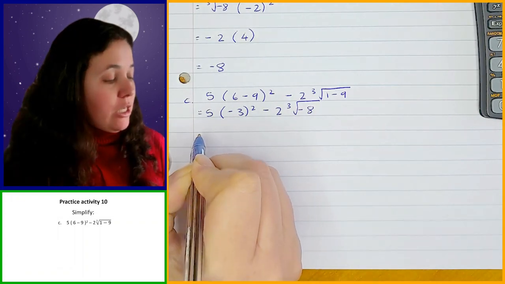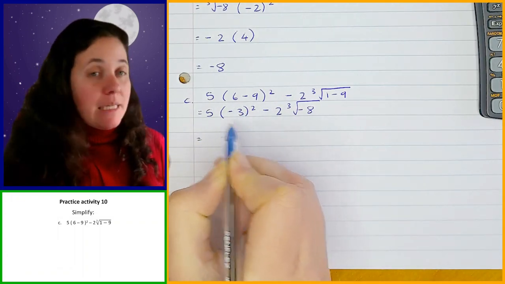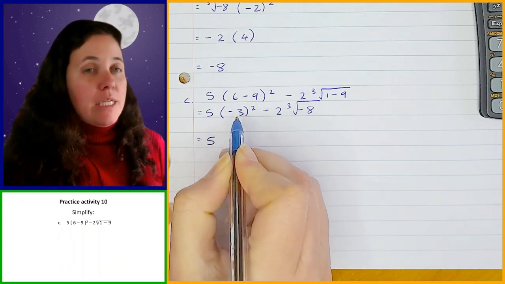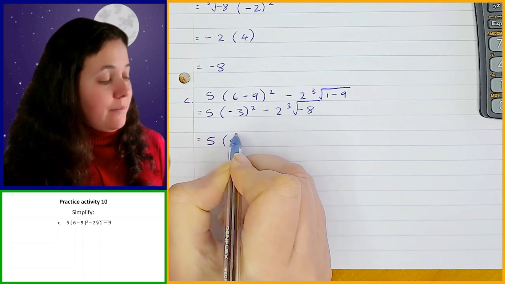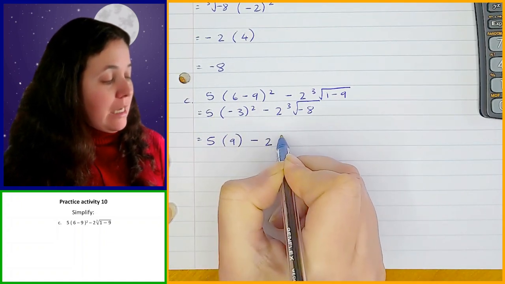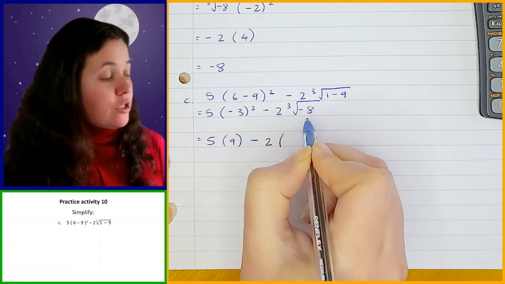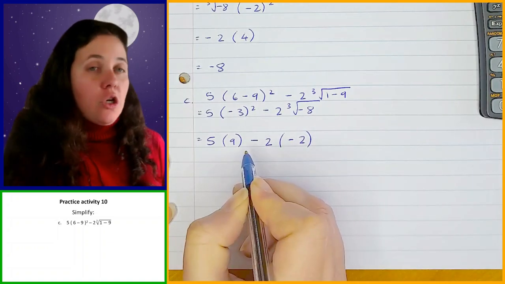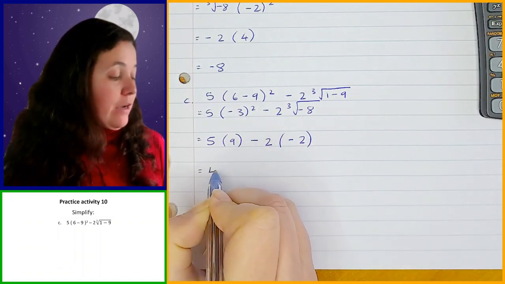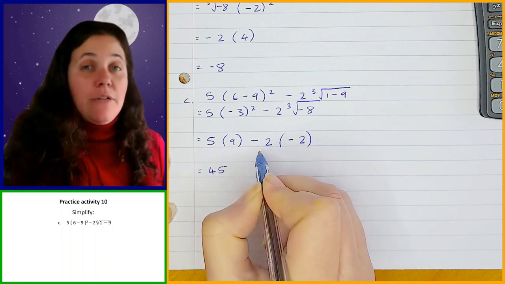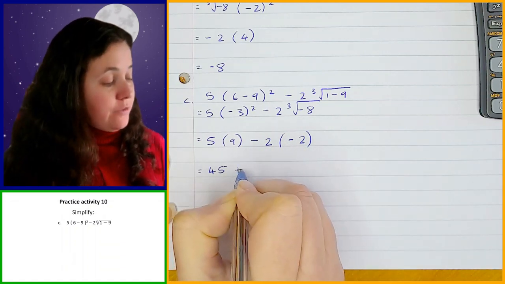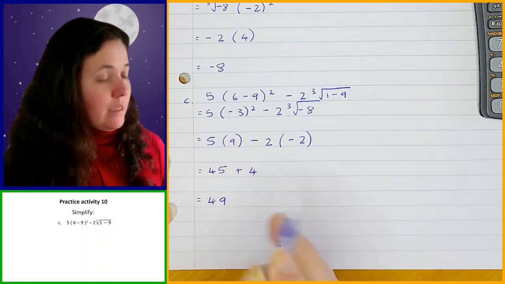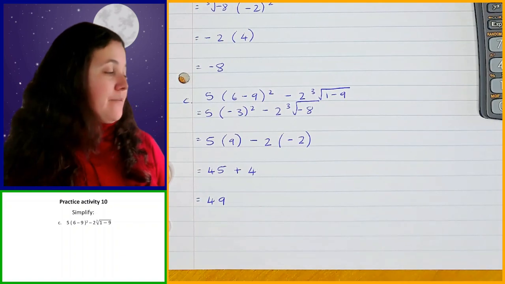Okay, so now I can simplify my exponent and I can simplify my root over there. So I've got 5 times negative 3 squared is positive 9, minus 2 times the cube root of negative 8, which is negative 2. So 5 times 9 is 45, and then negative 2 times negative 2 is positive 4. So it's 45 plus 4, which gives me 49. So that's what you should have got for question C.